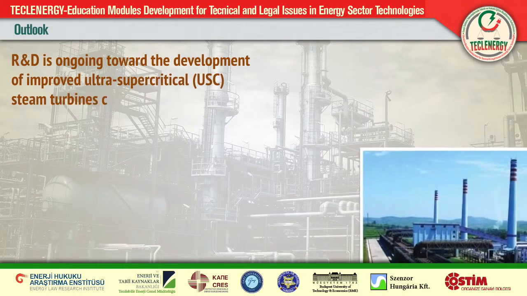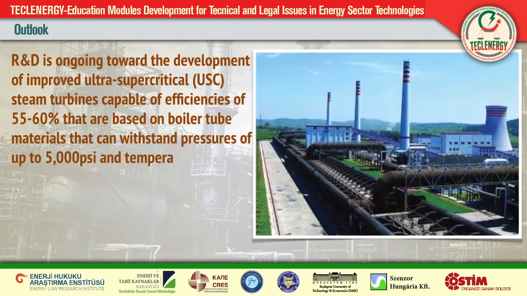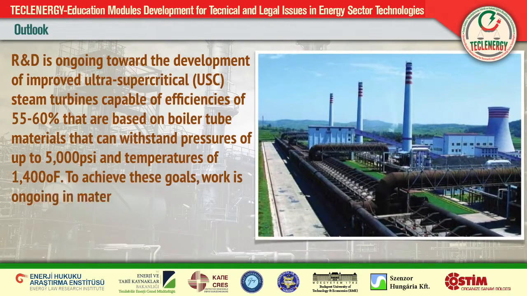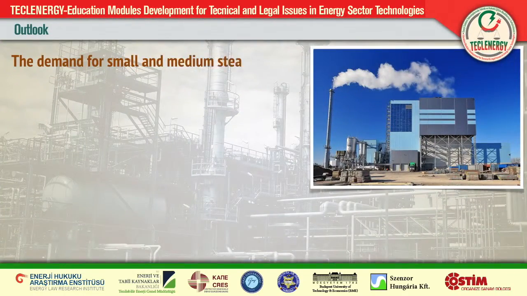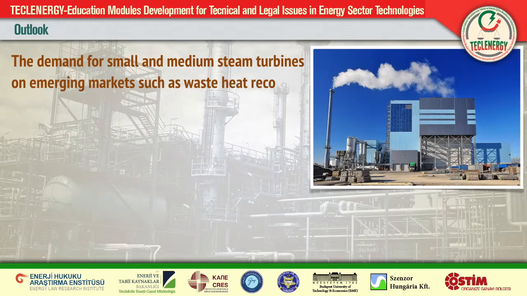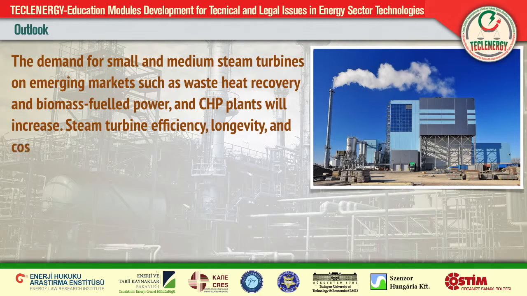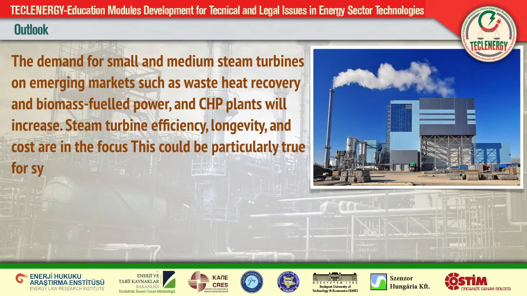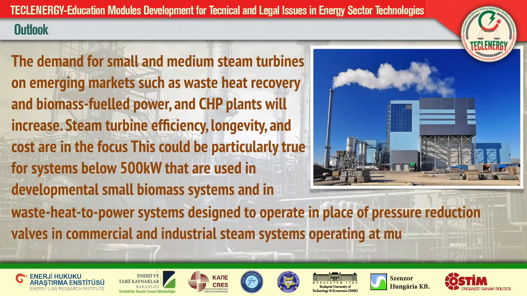R&D is ongoing toward the development of improved ultra-supercritical (USC) steam turbines capable of efficiencies of 55-60%, based on boiler tube materials that can withstand pressures of up to 5000 psi and temperatures of 1400 Fahrenheit. To achieve these goals, work is ongoing in materials, internal design and construction, steam valve development, and design of high-pressure casings. The demand for small and medium steam turbines in emerging markets such as waste heat recovery and biomass fuel power and CHP plants will increase.